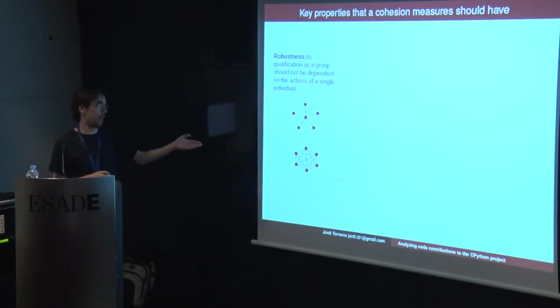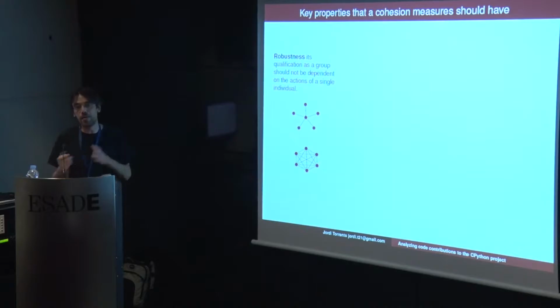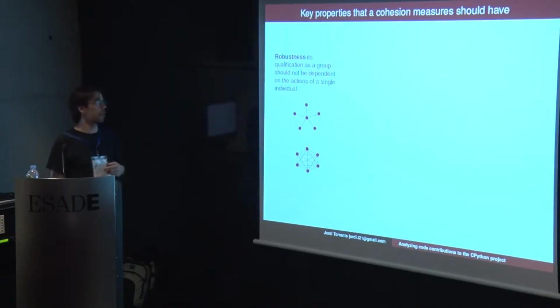Instead, if you look at this complete graph, there is no actor in the group that, by leaving the group, can dissolve the group. So a measure of group cohesion should be robust.